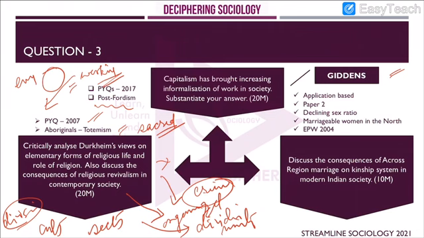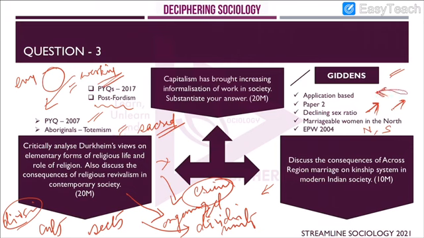Then there was a question from paper 2 in paper 1, which was on across-region marriage. And here we know that in India there are different kinship practices in the north as well as the southern region. In the northern regions, marriage between relatives is not permitted, while in the south it is permitted. So what happens when people from the south marry someone from the north? What change happens in the kinship system, or how do they adjust to the new kinship system?